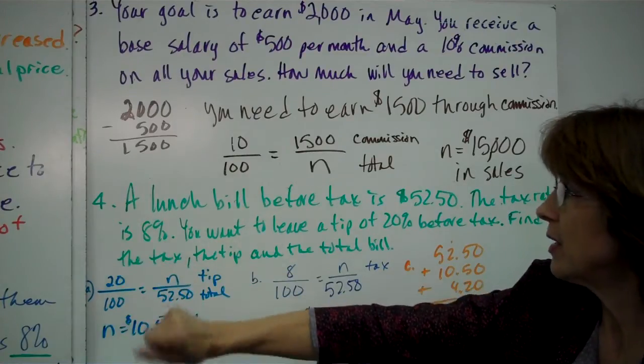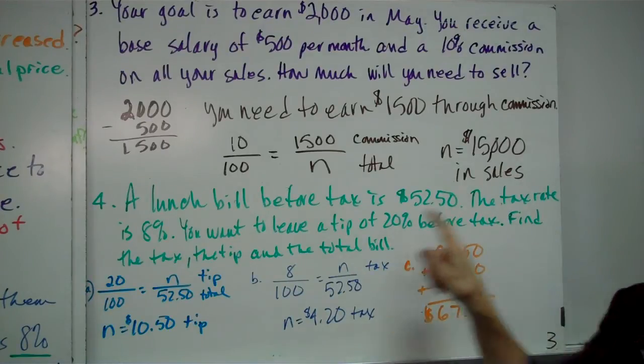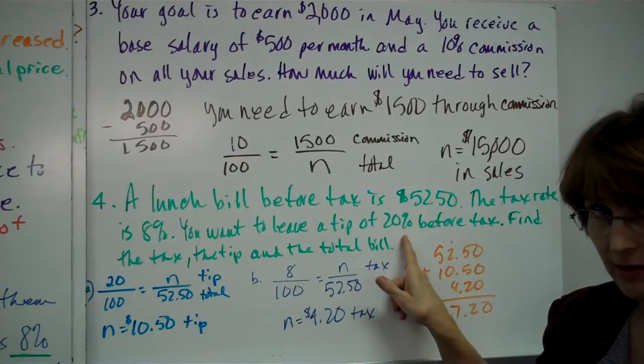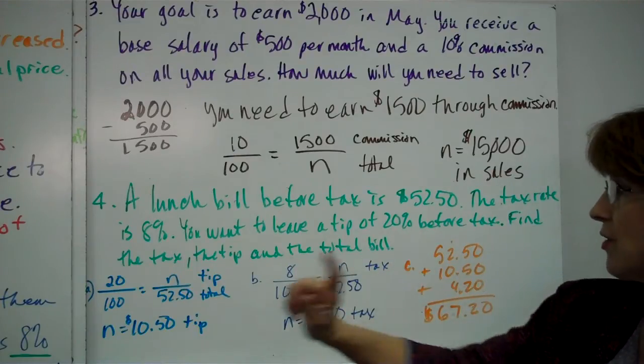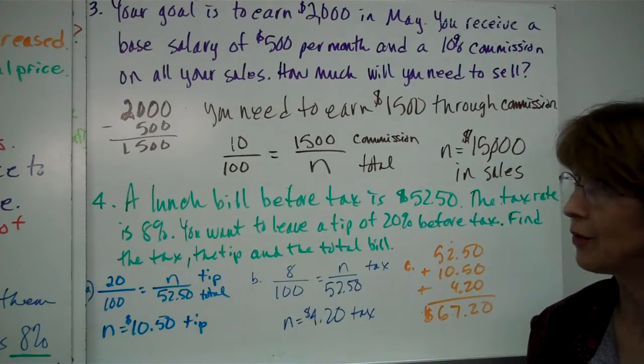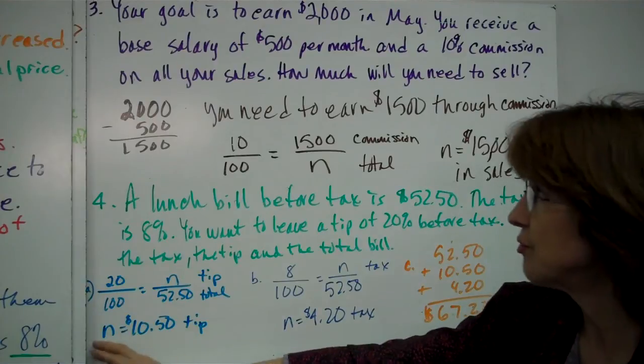All right, number 4. A lunch bill before tax is $52.50. The tax rate is 8%. You want to leave a tip of 20% before the tax. So what we want you to do is find the tax, find the tip, and the total bill, which is kind of what you have to do when you go out to eat, or what you will have to do as you get older.